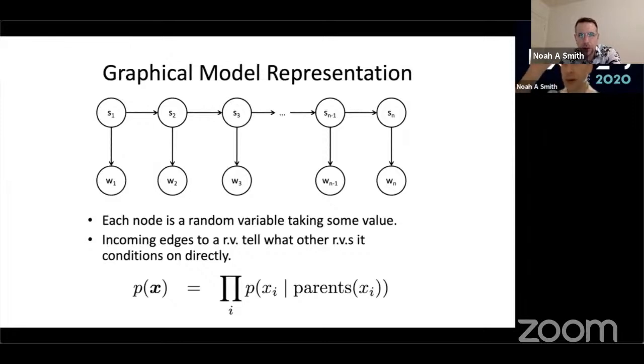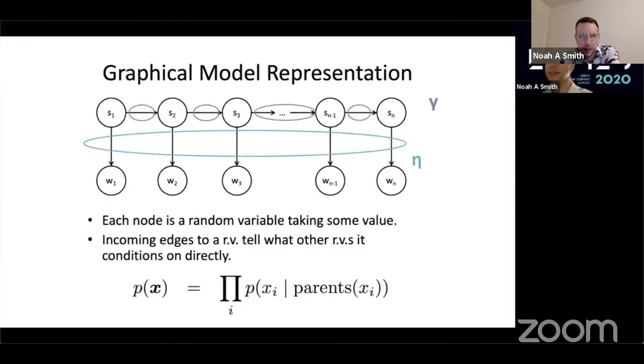Every node here is a random variable that's going to take some value. And the incoming edges to a random variable tell you what other random variables it conditions on directly. We sometimes call those its parents. And you'll notice in the first order HMM, every node only has one parent. That tells you what we conditioned on when we generated the value for that node's random variable. So W1 was drawn according to the emission distribution for state 1. State 2 was generated according to the transition distribution for state 1, and so on. So we have this nice chain structure where each state depends on its predecessor and each word depends on its corresponding state.